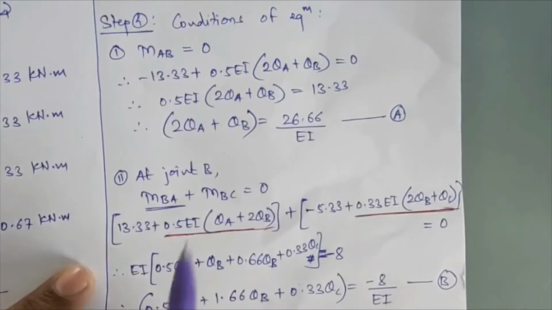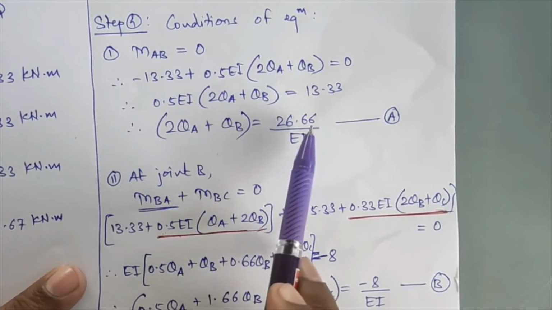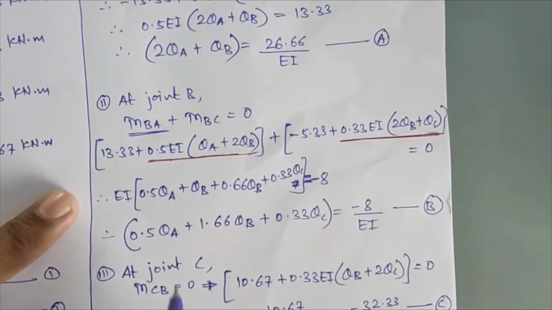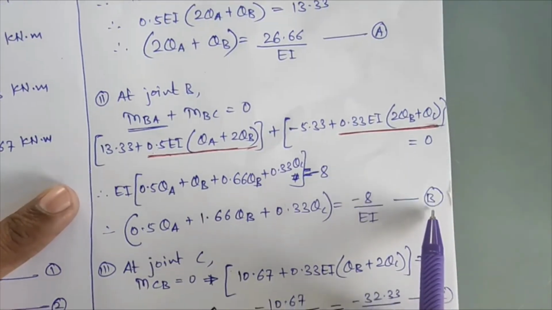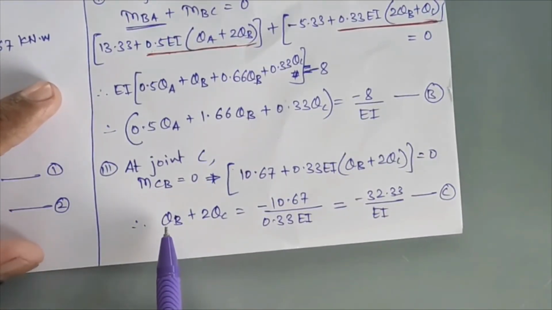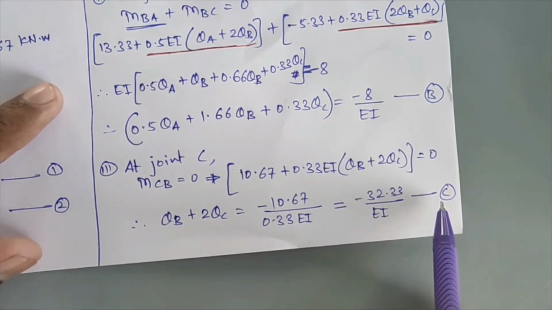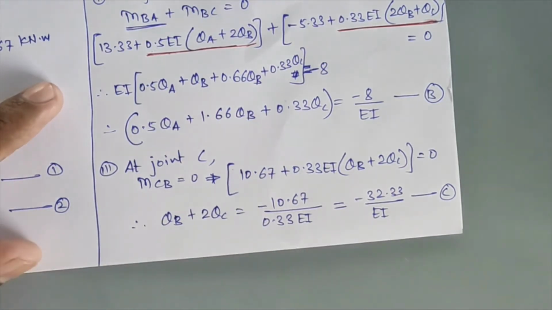So these are the three equations I am getting: 2 theta A plus theta B equal to 26.66 upon EI, which is equilibrium equation number A. This is my equilibrium equation number B, and the third equilibrium equation, theta B plus 2 times theta C, is equal to minus 32.33 upon EI, my equilibrium equation number C. Okay.